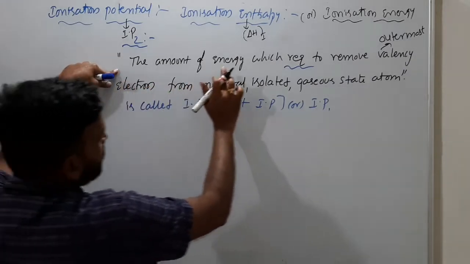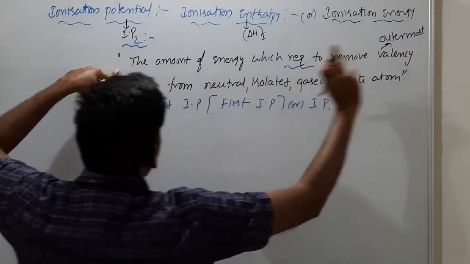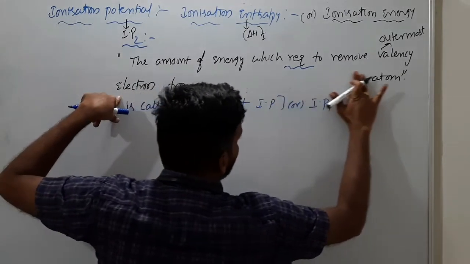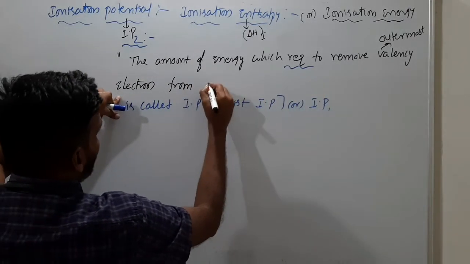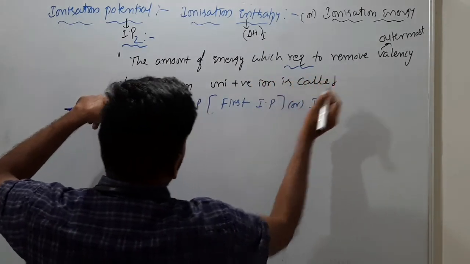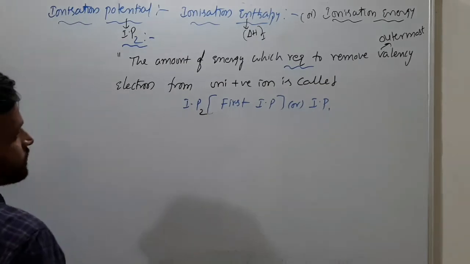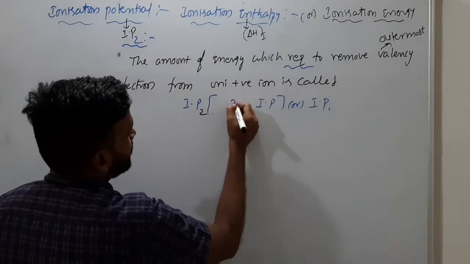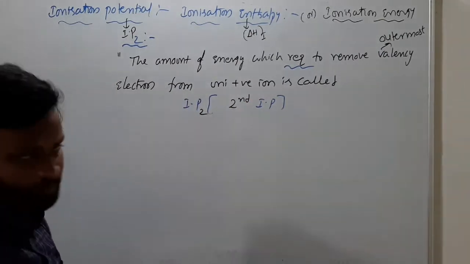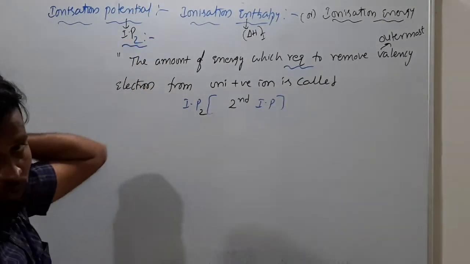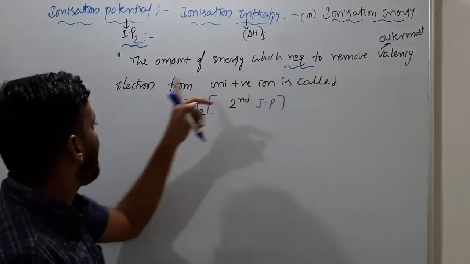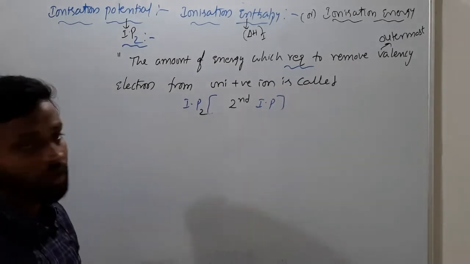IP2 definition, same story: the amount of energy which is required to remove a valence electron from a neutral isolated gaseous atom is IP1, as you have written. When you remove the next electron from the uni positive ion, that is called the second ionization potential, or IP2. So IP2 means the amount of energy required to remove a valence electron from a uni positive ion.